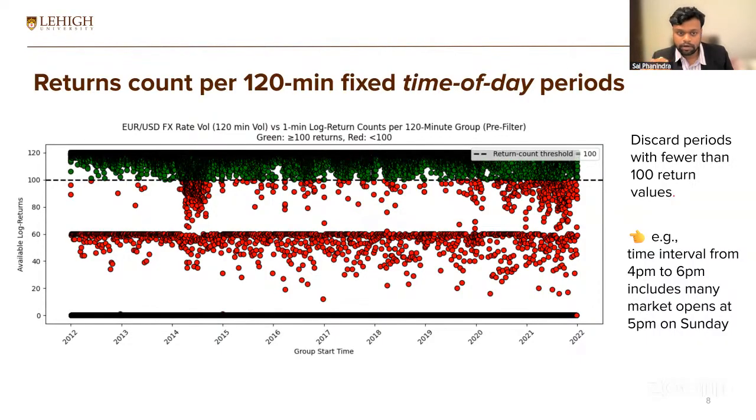So if you see the graph, the green ones are the eligible ones which are passing through the 100 threshold, and the red ones are the ones which are not passing through the 100 threshold. Most of the red dots are between the 5 p.m. of Friday and till the 5 p.m. of Sunday, because that's when the Euro USD is not being traded. Next slide, please.